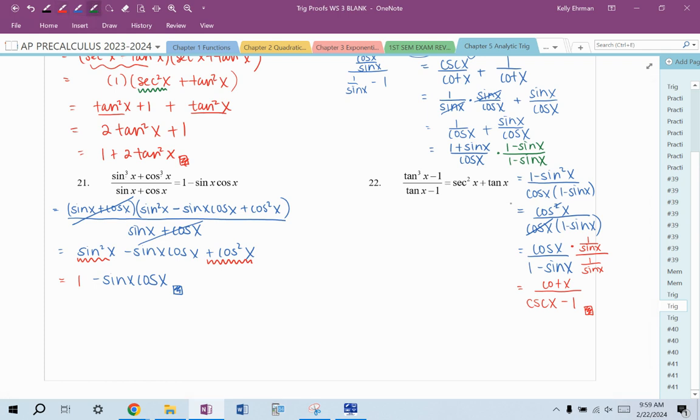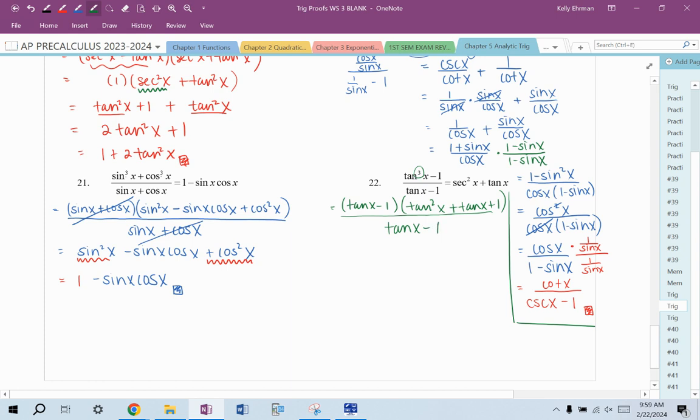Do this in green so it doesn't all merge together. Again, cubes. So factor with cubes. Tangent x minus 1 times tangent squared x plus tangent x plus 1 all over tangent x minus 1. Same thing I said for 21. Tangent x minus 1 cancels. Tangent squared x plus tangent x plus 1. Same rule using Pythagorean identities. Tangent squared x plus 1 is allowed to get replaced with secant squared x plus tangent x, which is what we were trying to prove.